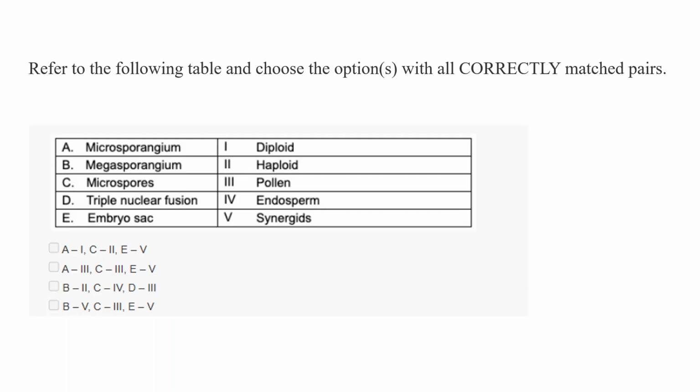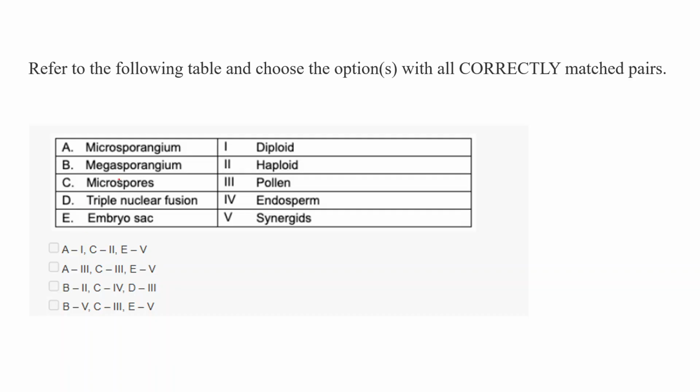So refer to the following table and choose the options with all correctly matched pairs. Okay. So first is microsporangium. Microsporangium is basically a diploid sporophytic structure which is anther locule. So it can match with diploid. That is, this can be option A1. Then megasporangium. It is a diploid sporophytic structure and it can match with diploid, but we cannot match it because of the ambiguity, so let us just remove it. That is why in this option you can see B is not there.